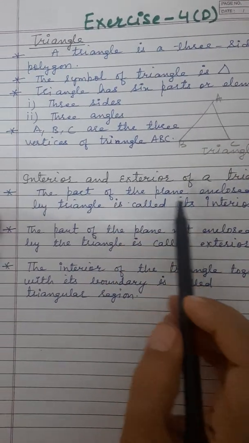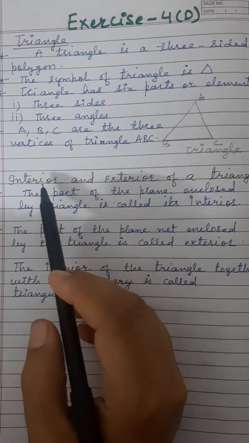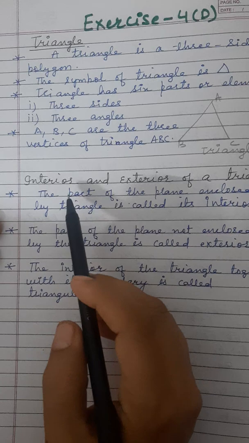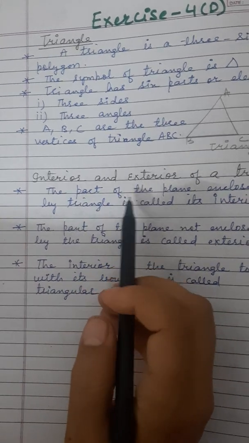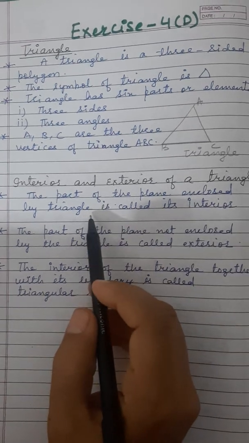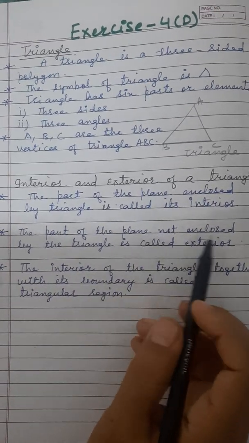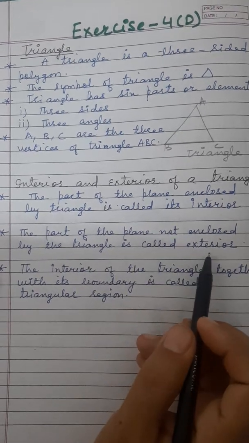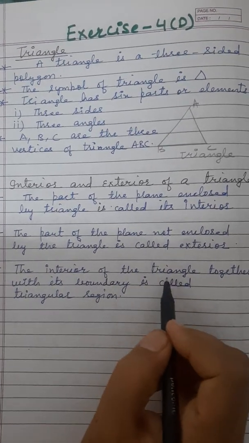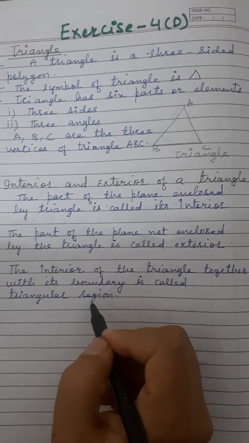Now interior and exterior of a triangle. What does it mean, interior and exterior? With the word it is clear. Interior means the inside area, exterior means outside area. The part of the plane enclosed by a triangle is called its interior. The part of the plane not enclosed by the triangle is called exterior. The interior of the triangle together with its boundary is called triangular region.